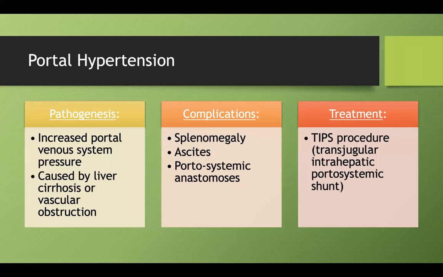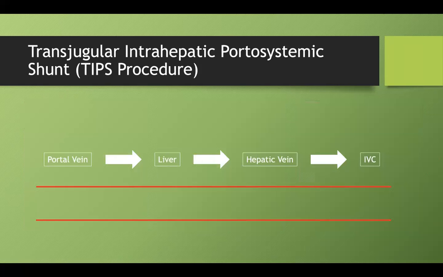Before I do that, though, I just want to talk about what a TIPS procedure is, because this is a treatment that can be occasionally used for people with really bad portal hypertension, symptomatic with ascites or varices. You want to at least consider a TIPS procedure, which is a transjugular intrahepatic portosystemic shunt. So what did I just say? What the heck is TIPS?